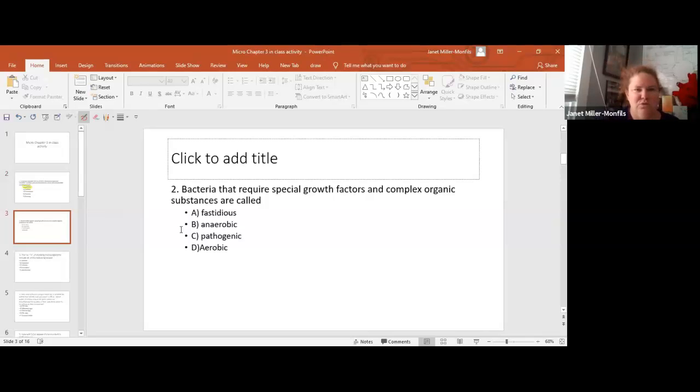All right, so question two: bacteria that require special growth factors in complex organic substances are called what? What type of bacteria? And again, your book does have some great charts on this that summarize everything.